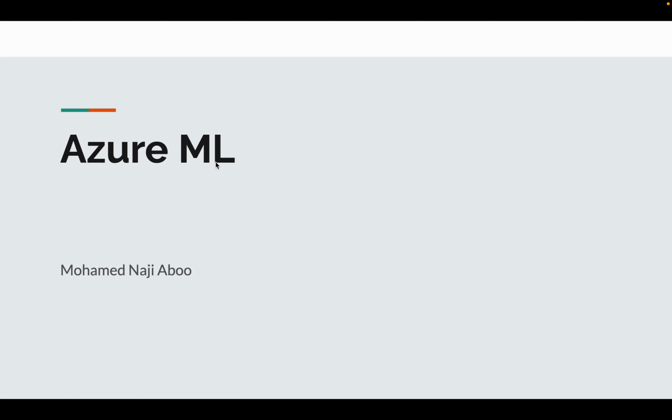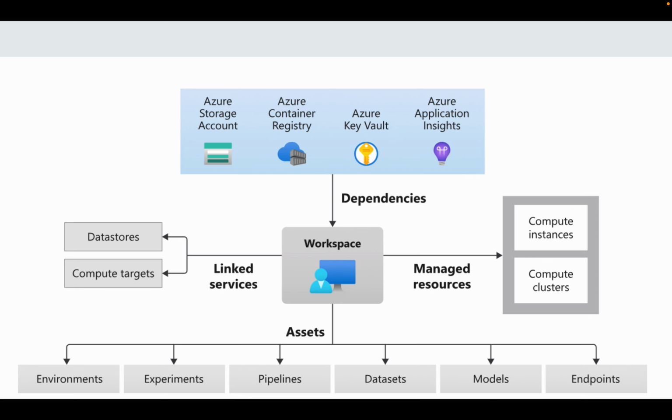So in this video we will be discussing Azure Machine Learning. Basically, we can discuss this architecture. Whenever we create a workspace, the workspace is the basic thing in Azure ML. When we create a workspace, by default it provides a few things. One is a few dependencies by default. The dependencies include Azure Storage, Azure Container Registry, Azure Key Vault, and Azure Application Insights.